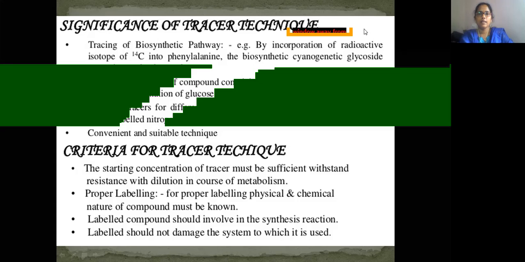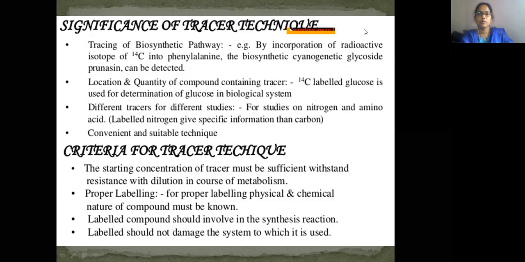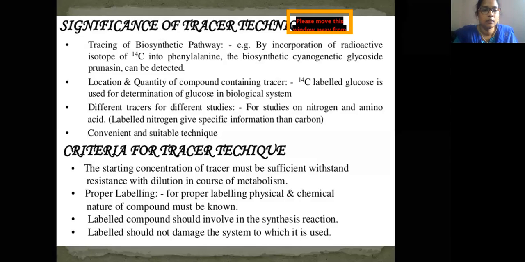So we have various radioisotopes. Based upon the requirement, we can use any radioisotope. Different tracer techniques can be employed for different studies.